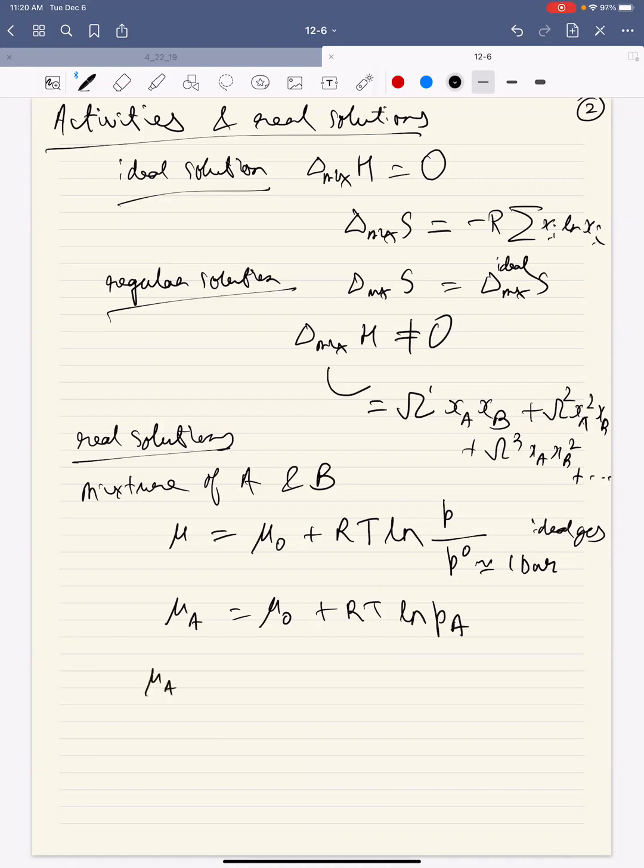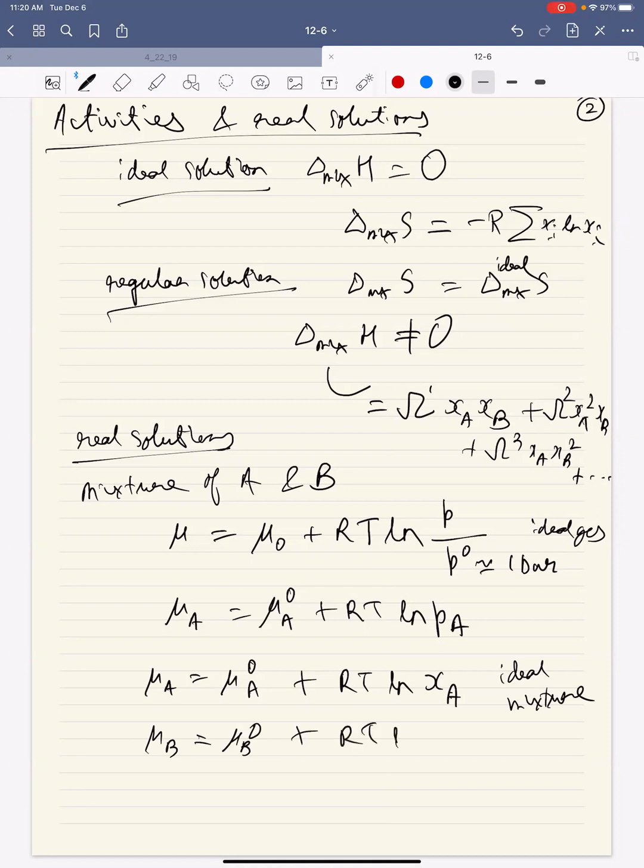So mu A is equal to mu naught. Actually, a better way to write it, sorry, I should be writing it as mu A naught plus RT ln XA. This is true for an ideal mixture, right? Similarly, we will have mu B equal to mu B naught plus RT ln XB.